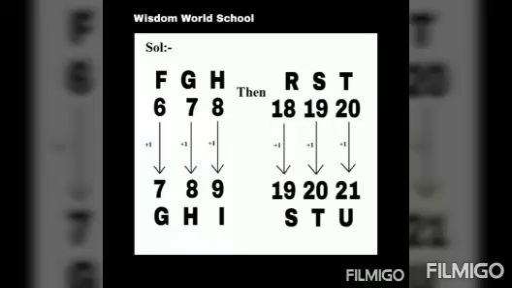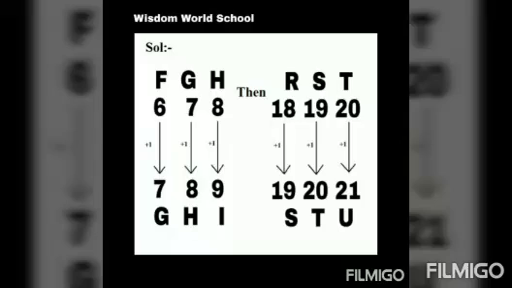Now, check the second letter. G is coded as H. If we add +1 to G, we will get H. Now, check the third letter. The third letter H is coded as I. Again, if we add +1 to H, we will get I.